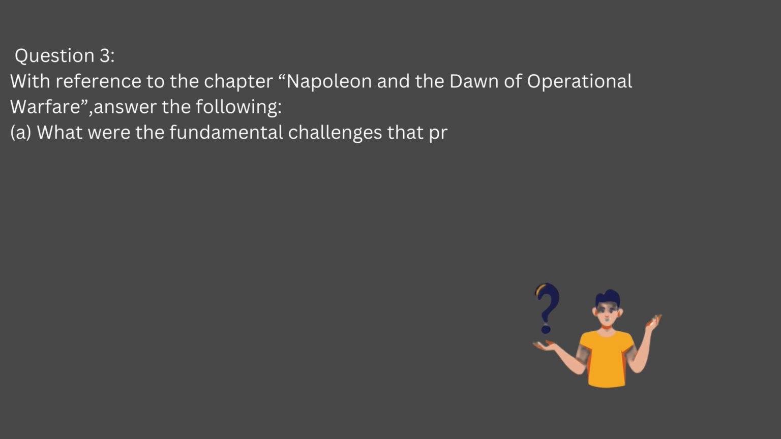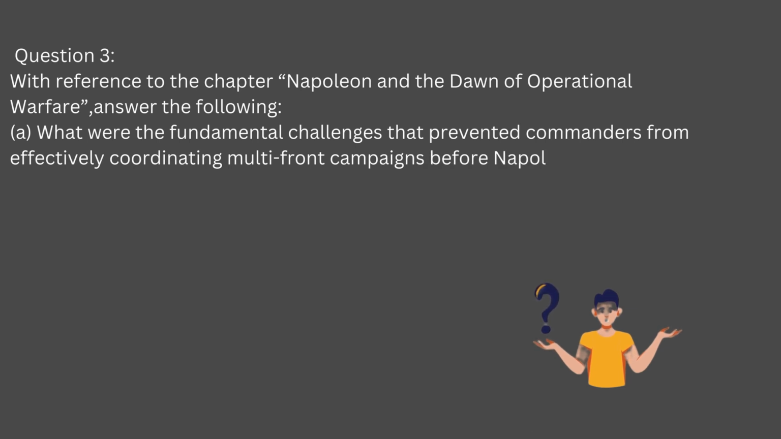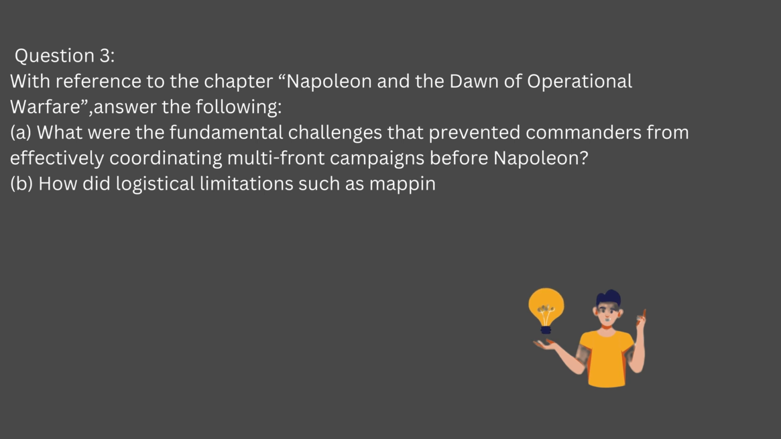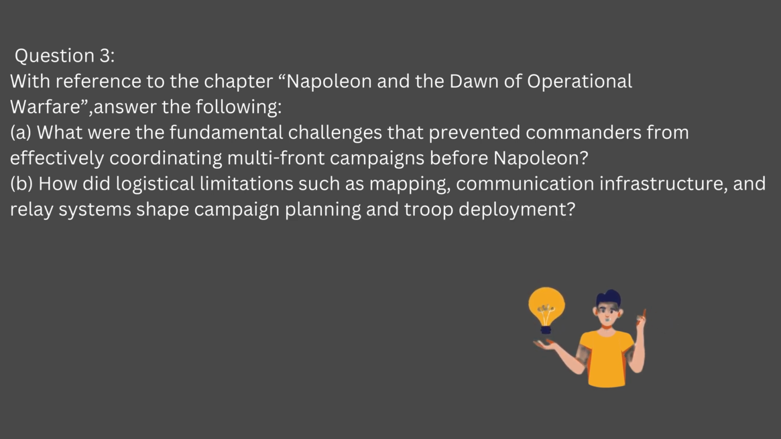Question 3 states, with reference to the chapter Napoleon and the Dawn of Operational Warfare, answer the following. A. What were the fundamental challenges that prevented commanders from effectively coordinating multi-front campaigns before Napoleon? B. How did logistical limitations such as mapping, communication infrastructure, and relay systems shape campaign planning and troop deployment? Let us tackle this question one part at a time.